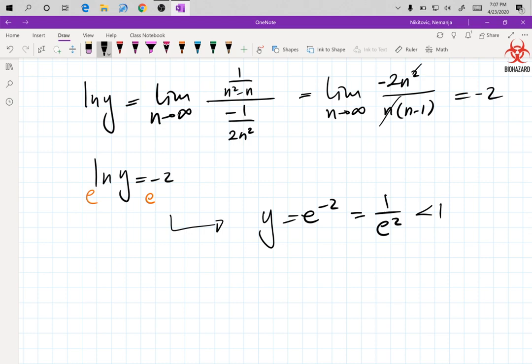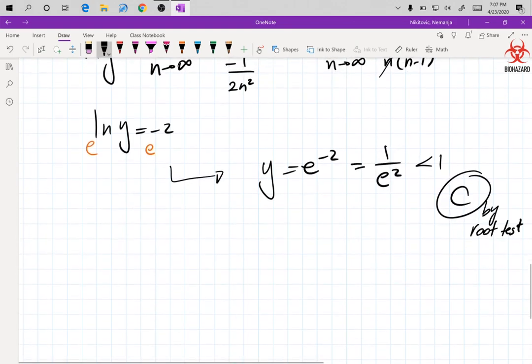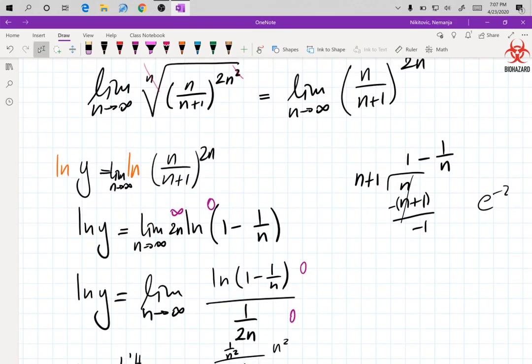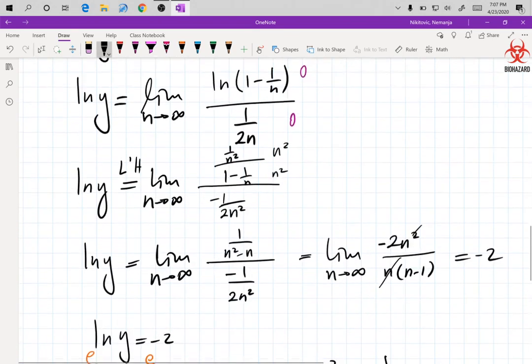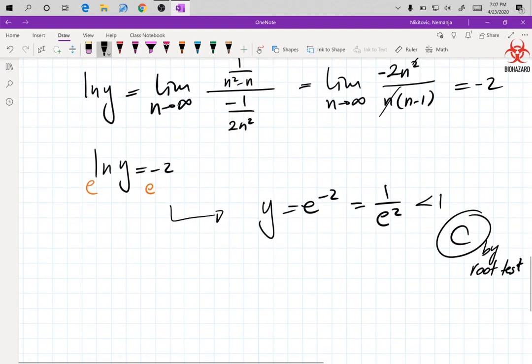So now, that's convergence by root test, because we have shown that the limit is less than 1. Now some of you might be interested in, how did I know that this limit is going to be e to the negative 2 and skipped all of this mess?